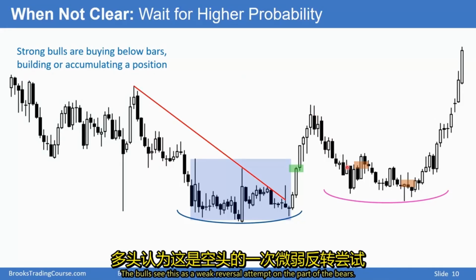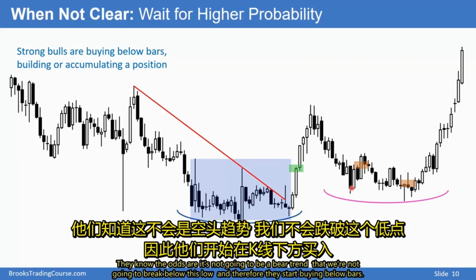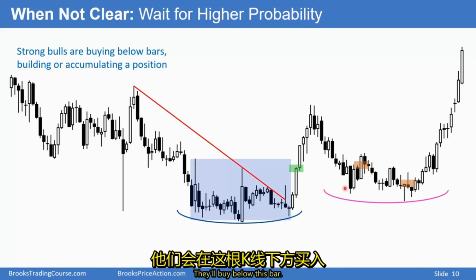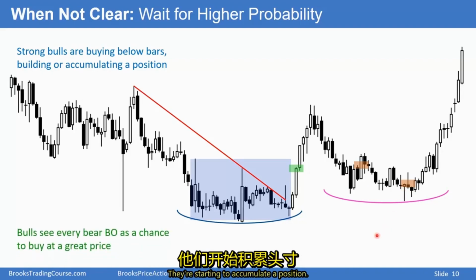The bulls see this as a weak reversal attempt on the part of the bears. They know the odds are it's not going to be a bear trend, that we're not going to break below this low, and therefore they start buying below bars. They'll buy below this bar. They'll buy below this bar. They'll buy below this bar. They're starting to accumulate a position.